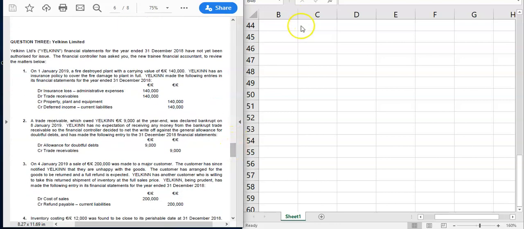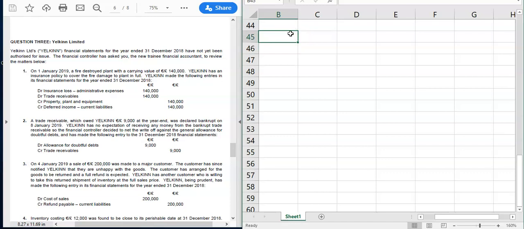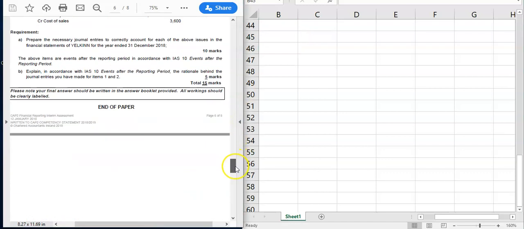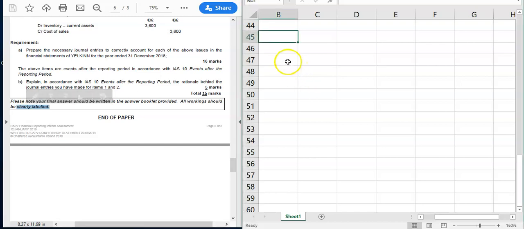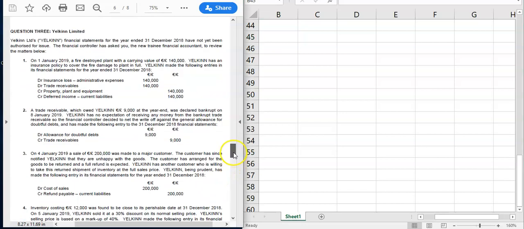So we'll take through each one, and remember there are marks going for workings. If you look down the bottom, the examiner tells you your final answer should be written in the answer booklet and all workings should be clearly labelled. So label in working 1, working 2, and typically we give you a pre-formatted booklet for the answer. So the debits and credits go in the pre-formatted table and your workings should be referenced in so the examiner can follow where they're coming from.